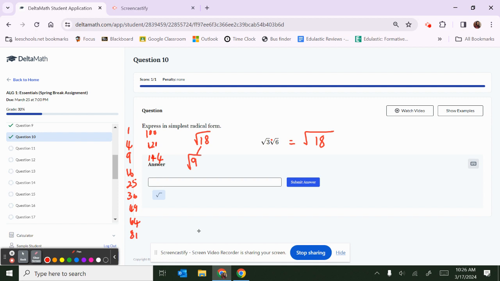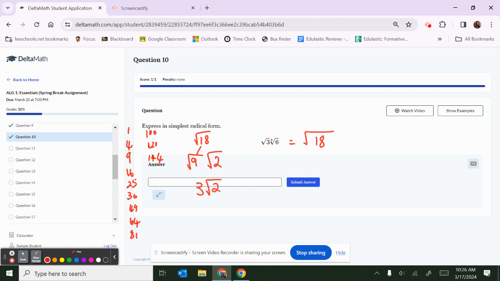All right, so I have a square root of 9. And 18 divided by 9 gives me 2. Okay? So I have a square root of 9 and a square root of 2. Okay? And we're going to try to simplify that square root of 9 because we know the square root of 9 is 3. And this would be the answer.